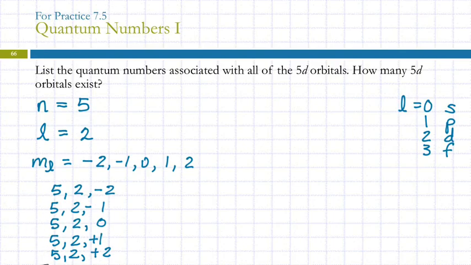So how many different orbitals are there? There's 5. There's 5 of them, not because it's 5D, but because it's D. Any D sublevel is going to have 5 different orbitals, because when L equals 2, we have 5 different possibilities here.